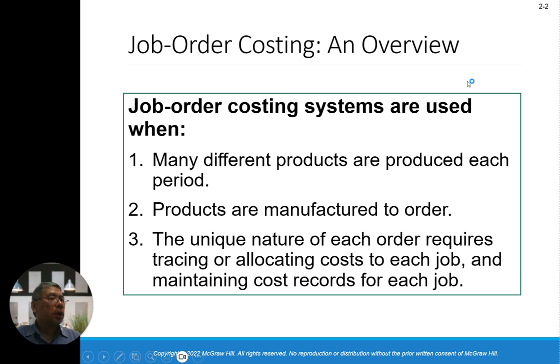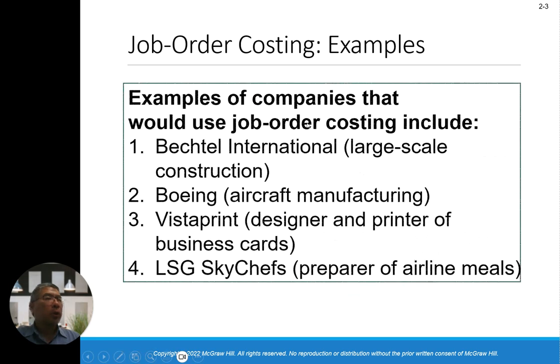What is job order costing? Job order costing systems are used when different products are produced each period. Products are manufactured to order. The unique nature of each order requires tracing and allocating costs to each job and maintaining a cost record for each job.